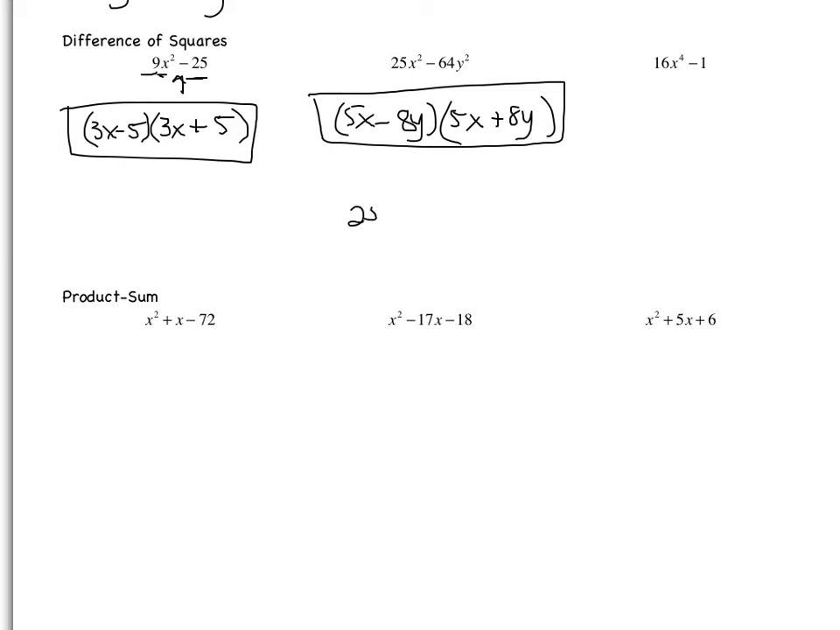So instead, if it had been 25x squared add 64y squared, this would be prime, which just means that it's not factorable. There may be a GCF, but that's it. Okay, pause the video right now and try the third example on your own, please.